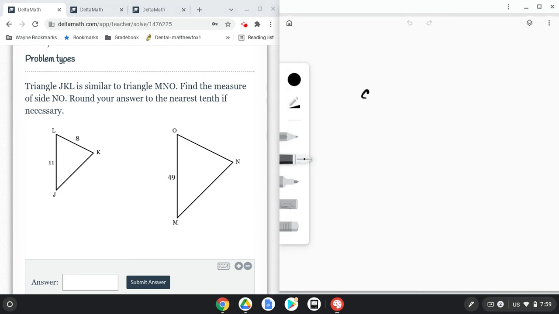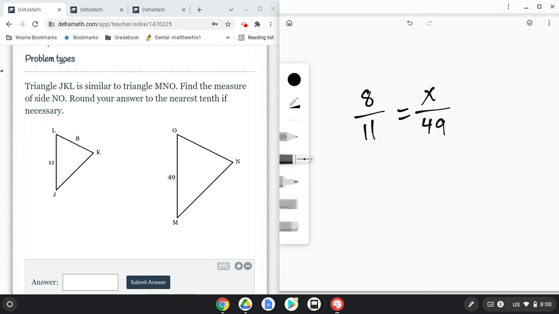So if I put 8 over 11, it equals, now 8 was KL, so second and third, KL. That will match up with NO, the second and third. NO doesn't have anything, that's what we're finding, so we don't know what it is, so we'll put an X. Now, the other side, 11 is on the JL. J is first, L is third, so that'd be MO, the 49. So we'll put that right here.